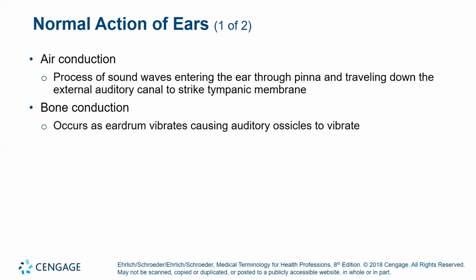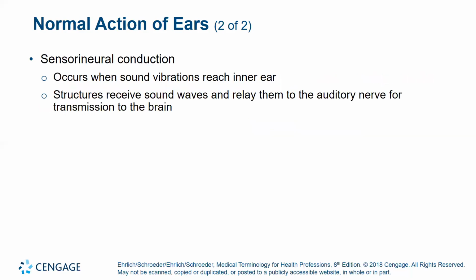Normal action of the ears: we have air conduction. This is the process of sound waves entering the ear through the pinna and traveling down the external auditory canal to strike the tympanic membrane. Then we have bone conduction. This occurs as the eardrum vibrates, causing the auditory ossicles to vibrate. We have sensorineural conduction. This occurs when sound vibrations reach the inner ear.